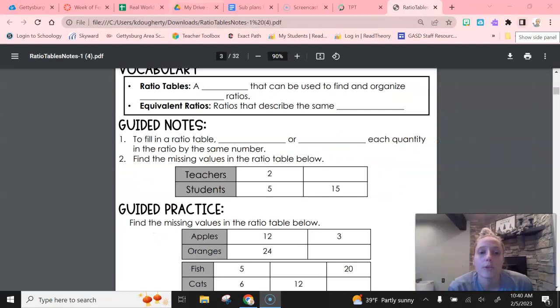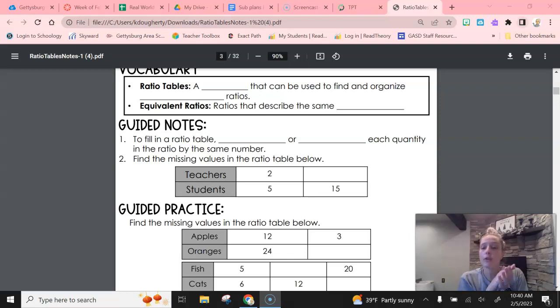Okay, so let's take a look at the actual table. So it says find the missing value in the ratio table below. First, you need to look at the table and see what it's asking you to find. What do we know already? We know that we're comparing how many teachers to how many students. So look at it. How many teachers do they have in the classroom? They have 2. For every 2 teachers there are, how many students are there? There are 5. Wouldn't that be nice if you had 2 teachers for every 5 students? Okay, then they're showing the relationship.